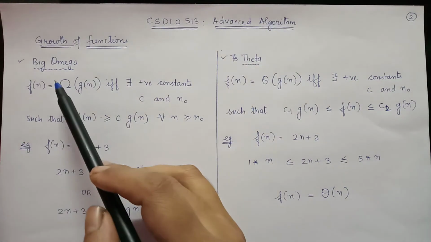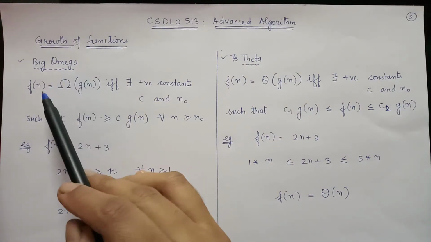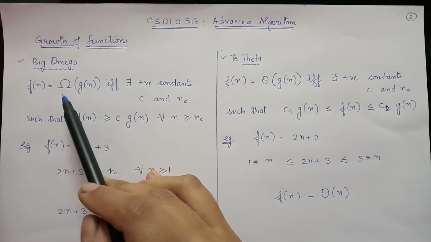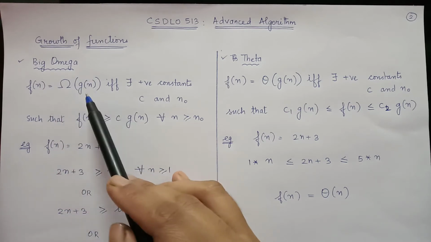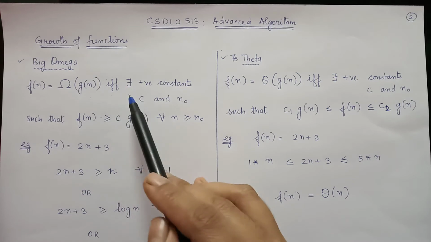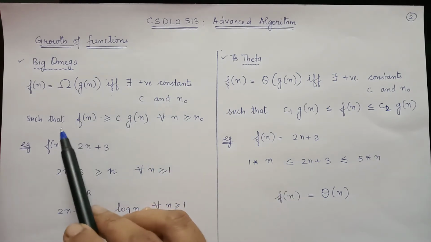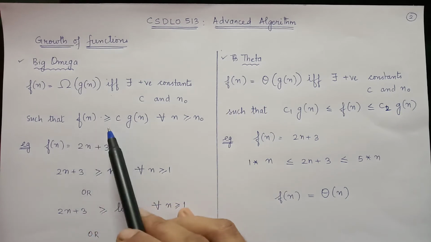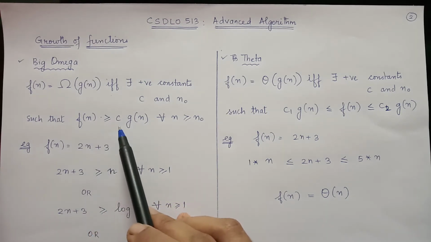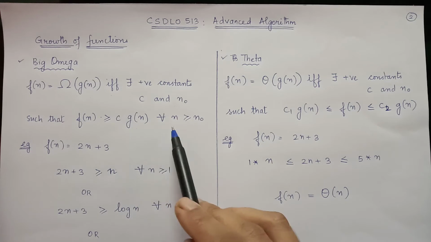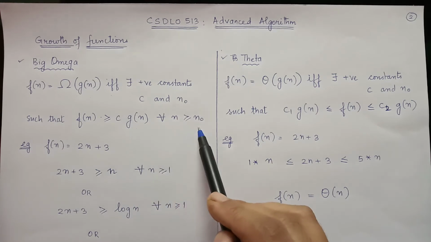Now let us discuss the big omega. f of n is said to be big omega of g of n if and only if there exist positive constants c and n naught such that f of n is greater than or equal to c times g of n for all n greater than or equal to n naught.